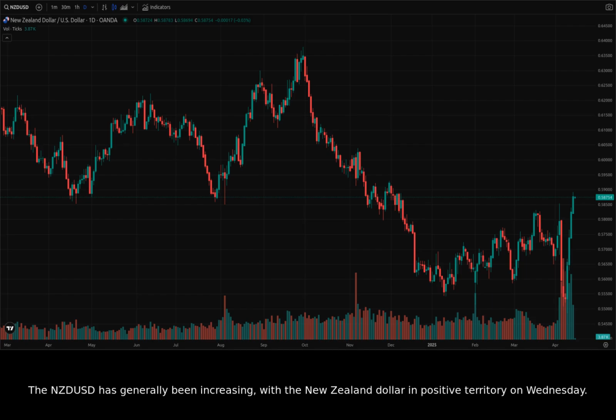The NZDUSD has generally been increasing, with the New Zealand dollar in positive territory on Wednesday. Tariff changes and fears about the global economy continue to drive market volatility. Looking at the daily chart, we can see a choppy pattern over the past year and a half. There have been several significant drops, followed by periods of recovery.